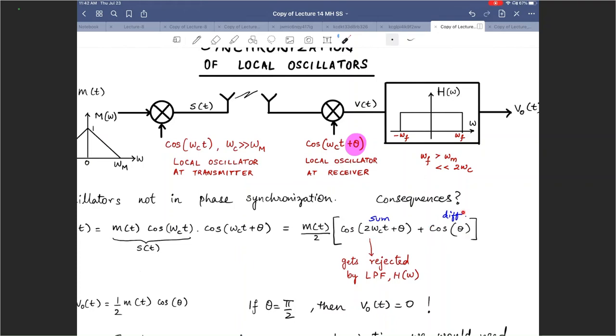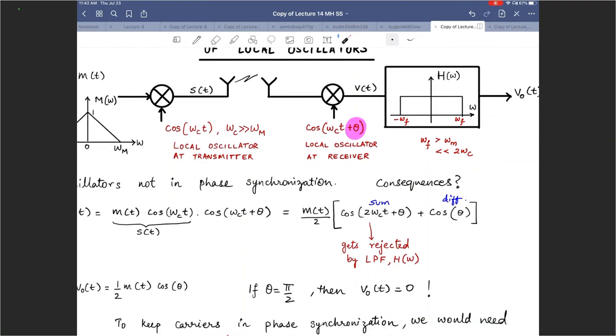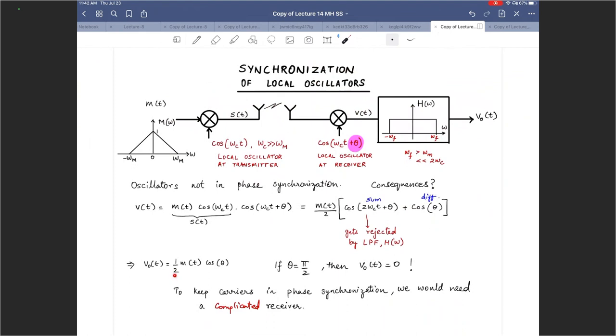But if you see, this doesn't get rejected because this is cosine theta. So this is going to be at very low frequency. This will go through the filter. I need to worry about this now. So VO can be written as half m of t, good piece, right? That's the ideal piece. I want this. But I have a cosine theta divided by 2 also. The divide by 2 factor I can fix by making perhaps this H of omega 2 there, and I'm done.